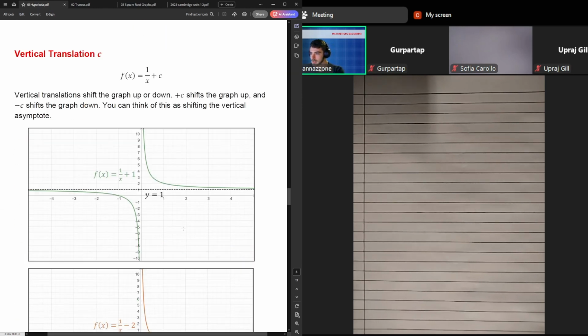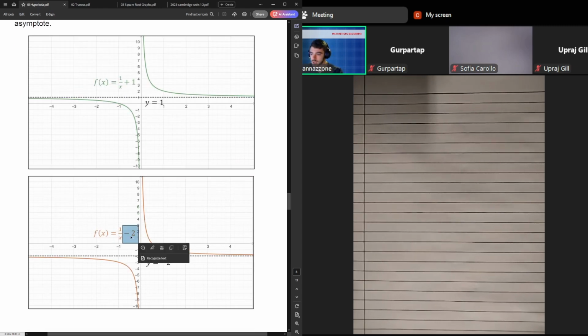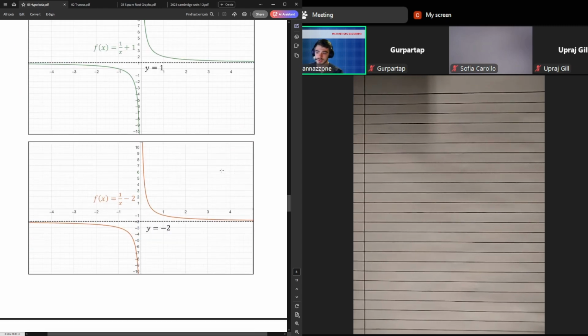And then finally, vertical translations. Again, we have asymptotes here. So your vertical translation is going to purely be responsible for setting, in this case, the horizontal asymptote. So +1 means you're shifting everything up by 1, including that horizontal asymptote. -2 means you're shifting everything down by 2, once again, including that horizontal asymptote.